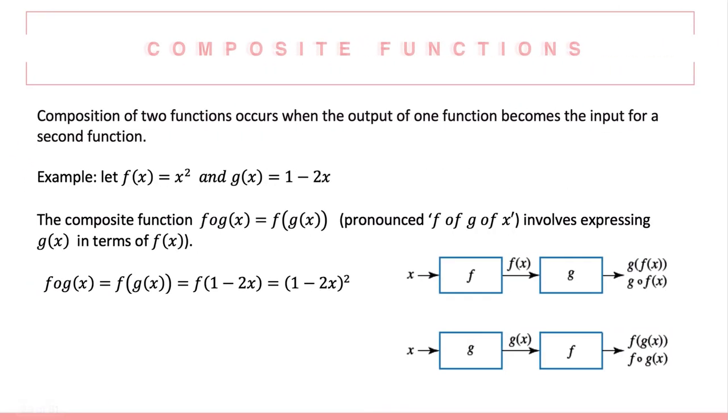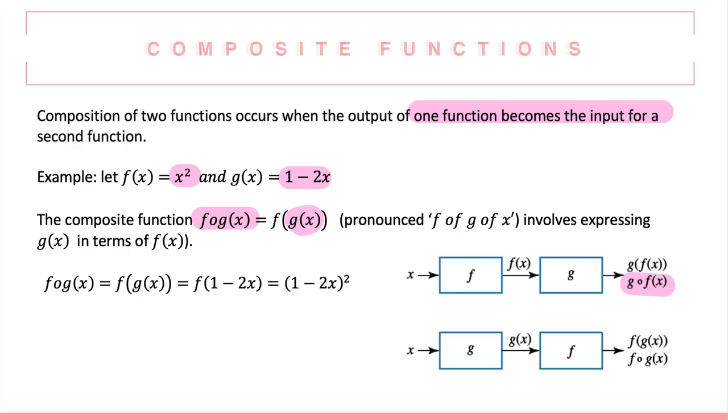Composition of two functions occurs when the output of one function becomes the input of the second function, or the outside function. Let f of x equal x squared and g of x equal 1 minus 2x. Then we can compose two composite functions. We have f of g, which would be f of g of x. That means I'm inserting g of x into the function f. And we also have g of f, where I would insert f of x into the function g.